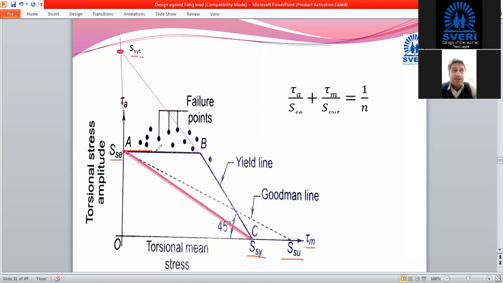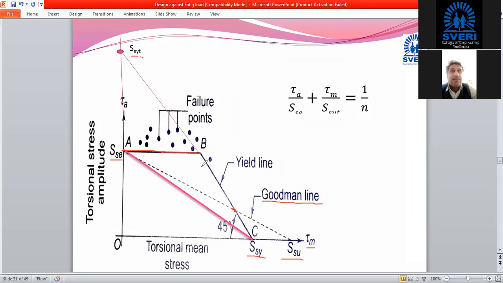That is, when we join this yield shear stress line with the shear endurance limit, this dotted line which we can see here is known as the Goodman line. Goodman is one more person who has done this, and this is the modified Goodman diagram. In that modified Goodman diagram, what we have seen is that the region inside the polygon he has considered as the safe region.